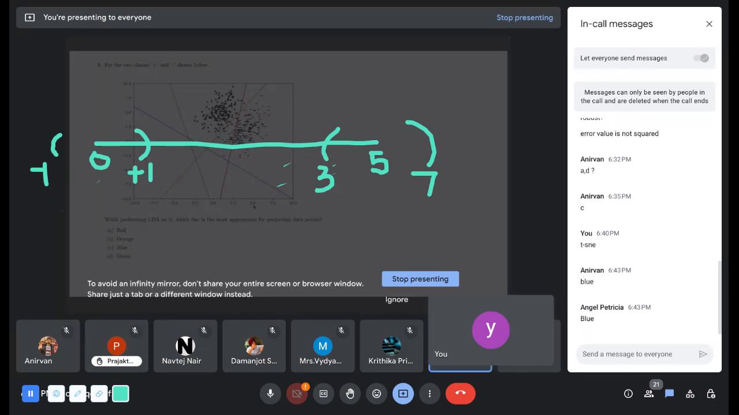Orange? No, I would say that should be the least choice. It's blue. If you project all the data points onto this blue line, you get perfectly separable clusters. You draw a line perpendicular to it on the projected data, and you can separate those two clusters with maximum difference among all the possible options.